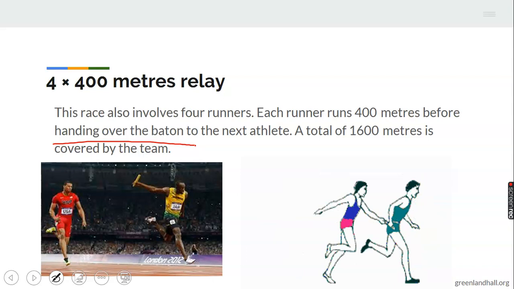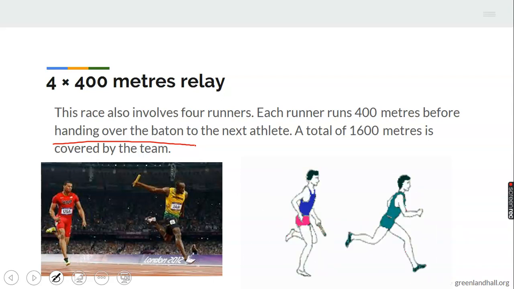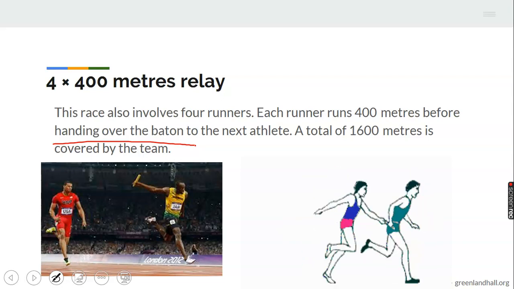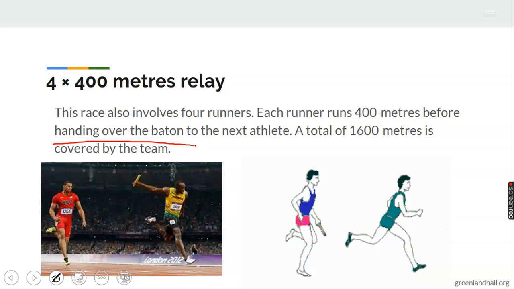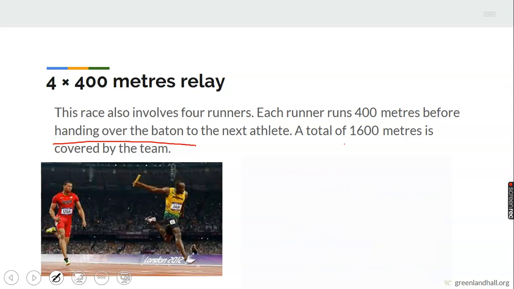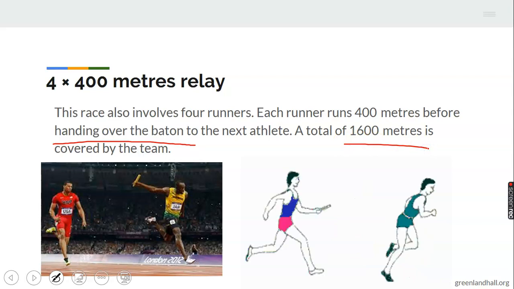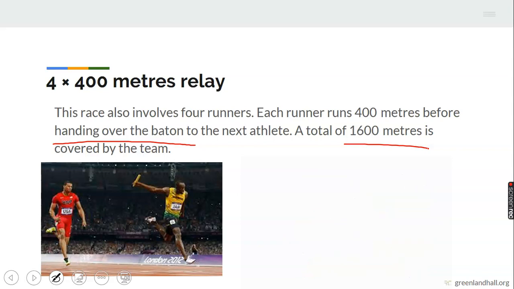Really? You're going to run a 400-meter relay race? Each runner will run 400. That's a lot to take, isn't it? Yep, it is. But after that, they hand over the baton to the next athlete. And at the end of it, how many meters did they run in all? They ran 1,600 meters by each team.